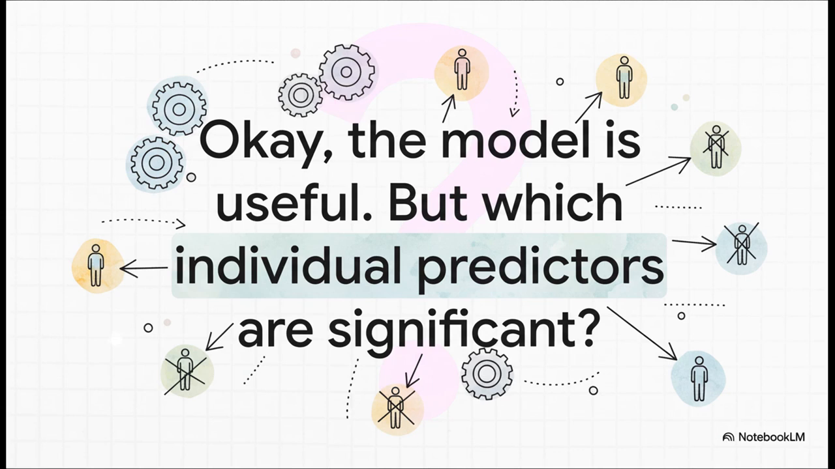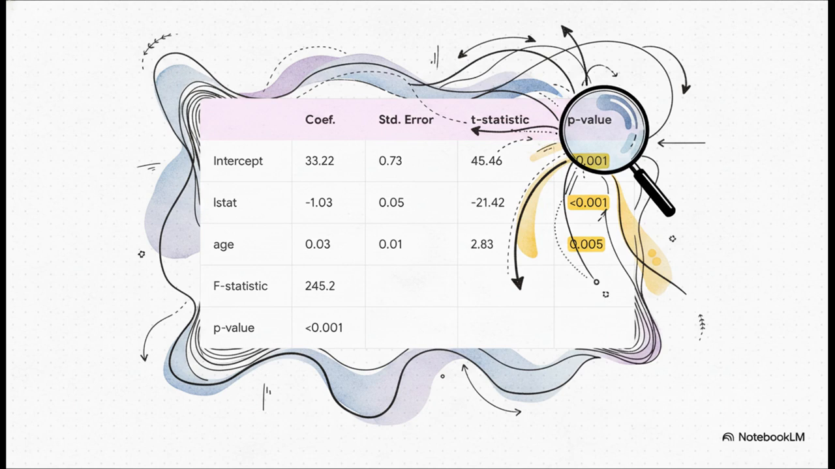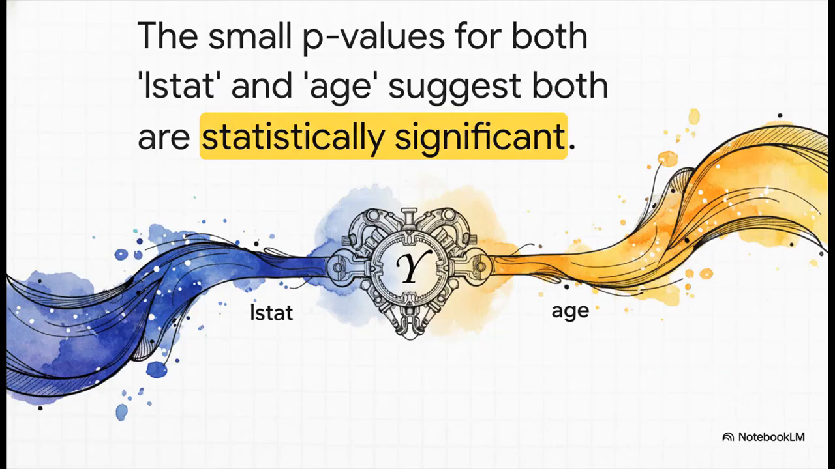So, the whole model has value, but which specific variables are pulling their weight? For that, we do the same thing as in simple regression. We check their individual p-values. And yep, both LSTAT and age have small p-values. They're both statistically significant here.